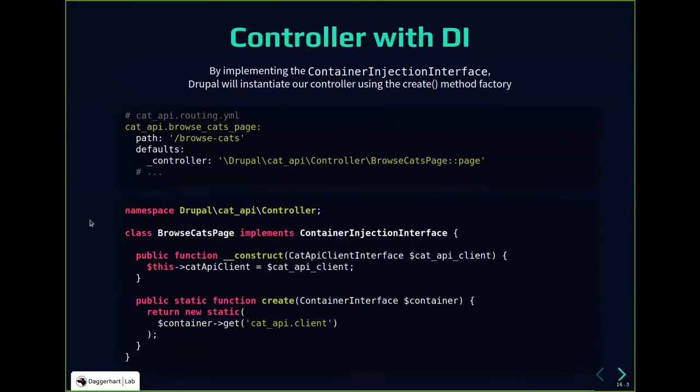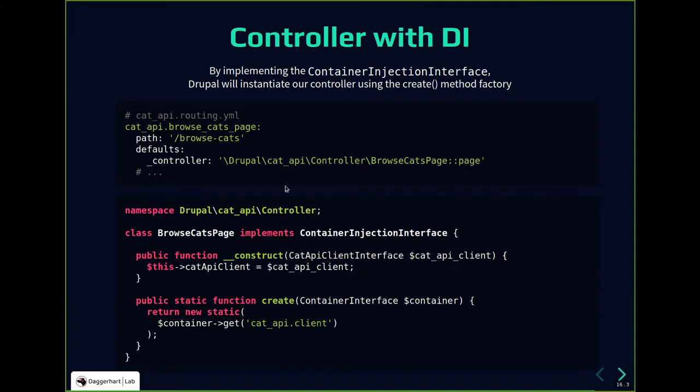Let's look at the first one, which is controllers, which are pretty straightforward. A controller in Drupal is the thing that handles a route. So it's a class that handles a route. This is a very short example of a controller, but we have a YAML file called routing.yaml in Drupal. And I've said that this route has the path of browse cats, and the method that will control how this page works is the method on the browse cats page class called page.